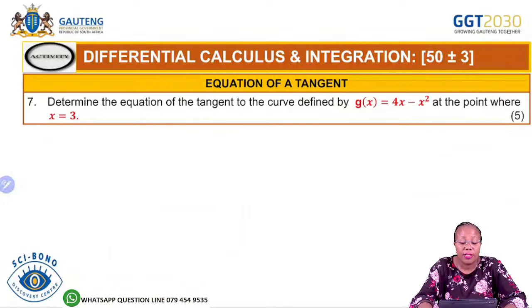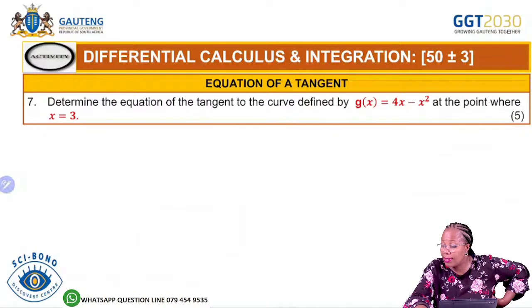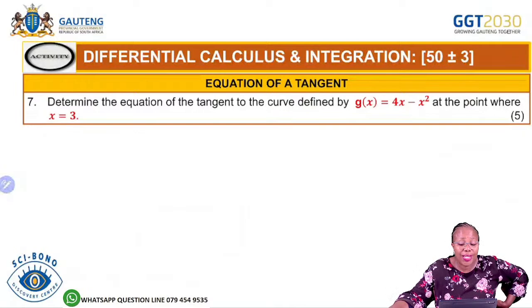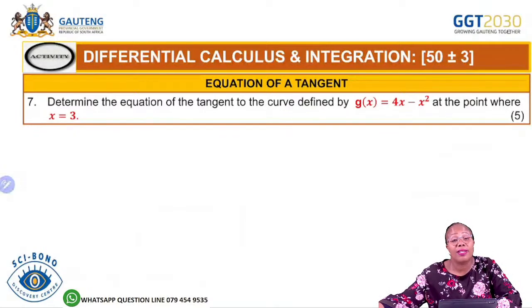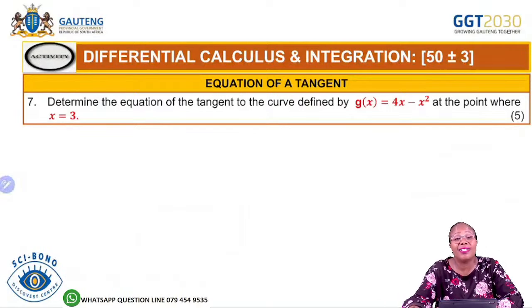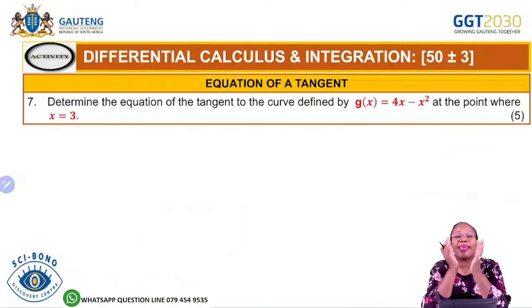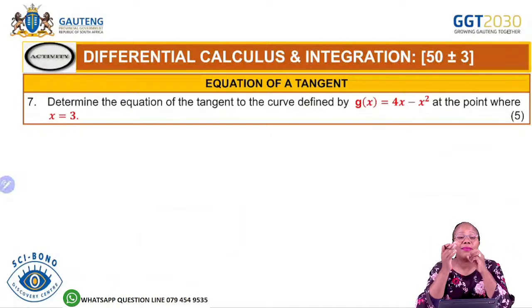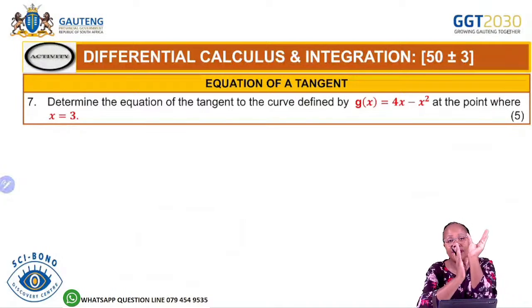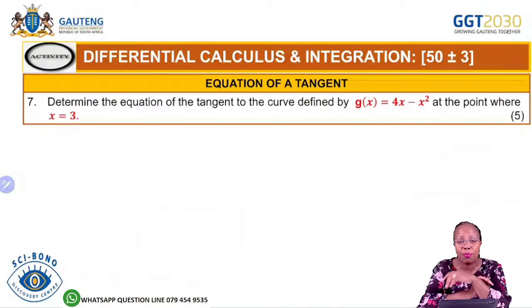Right. Still on differential calculus, we are looking at the equation of a tangent. What is a tangent? A tangent is a straight line. It's a line that touches a curve. A curve, any function, can be a circle, can be a parabola, but it must touch it at one point. If it's a parabola, it must touch at one point of contact. Okay. And then now remember this equation of a tangent.